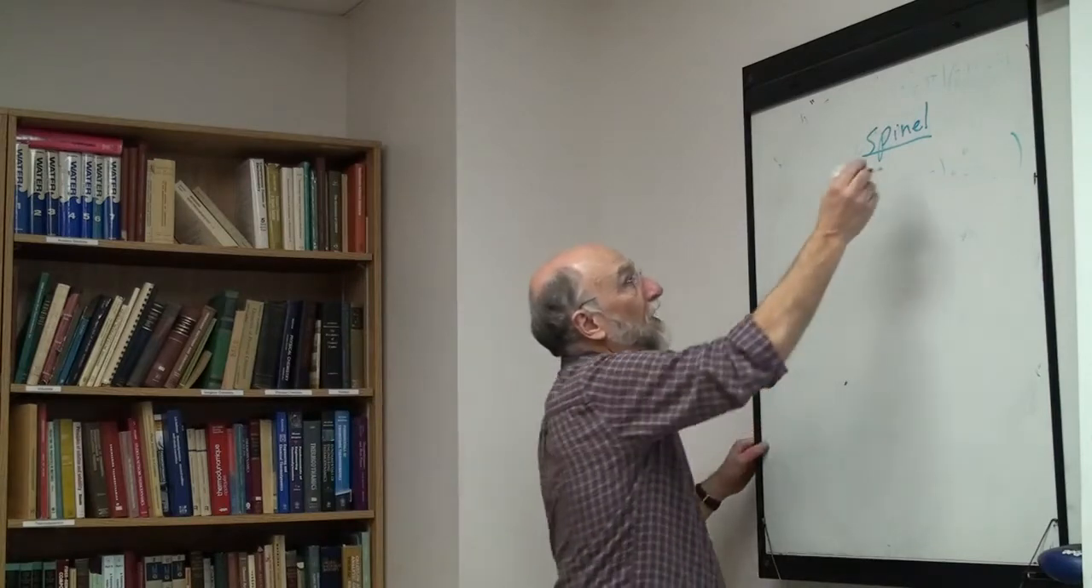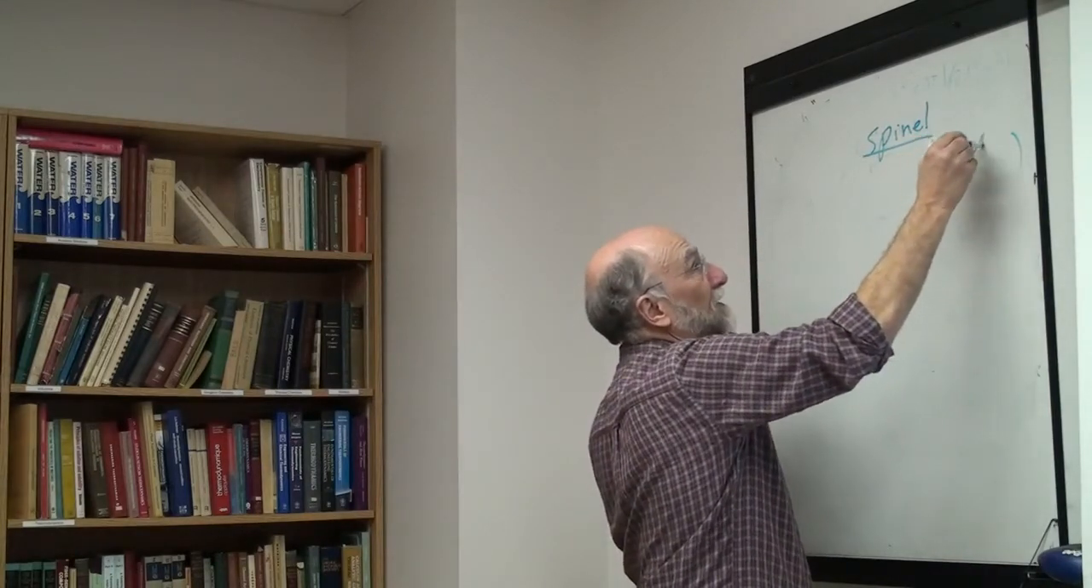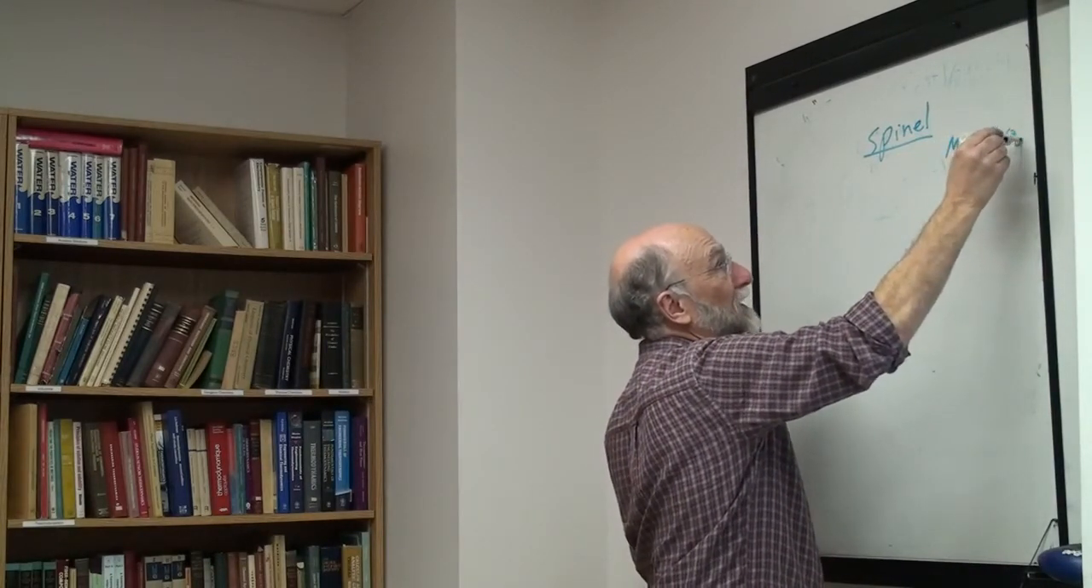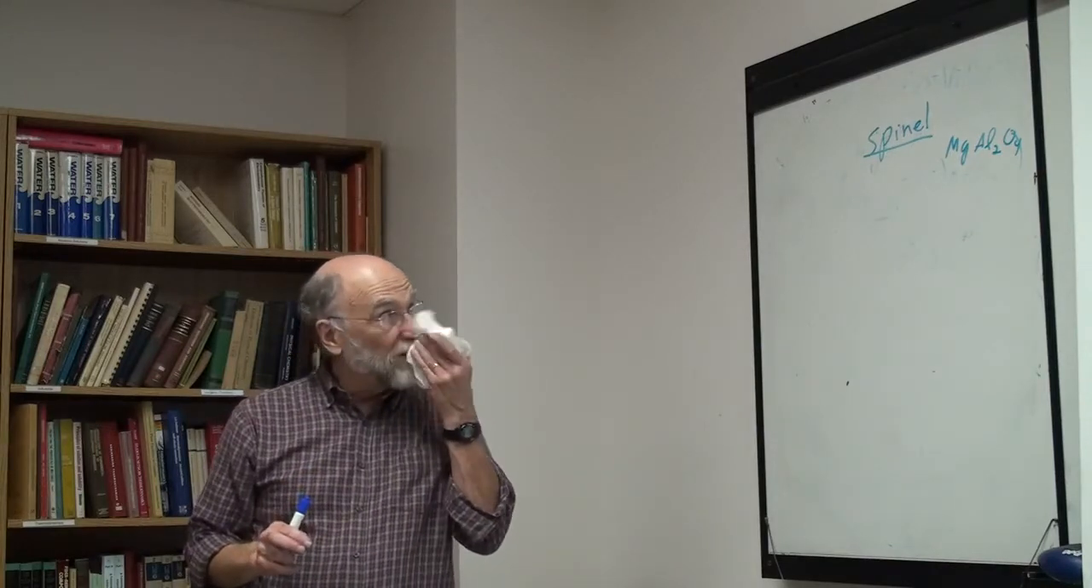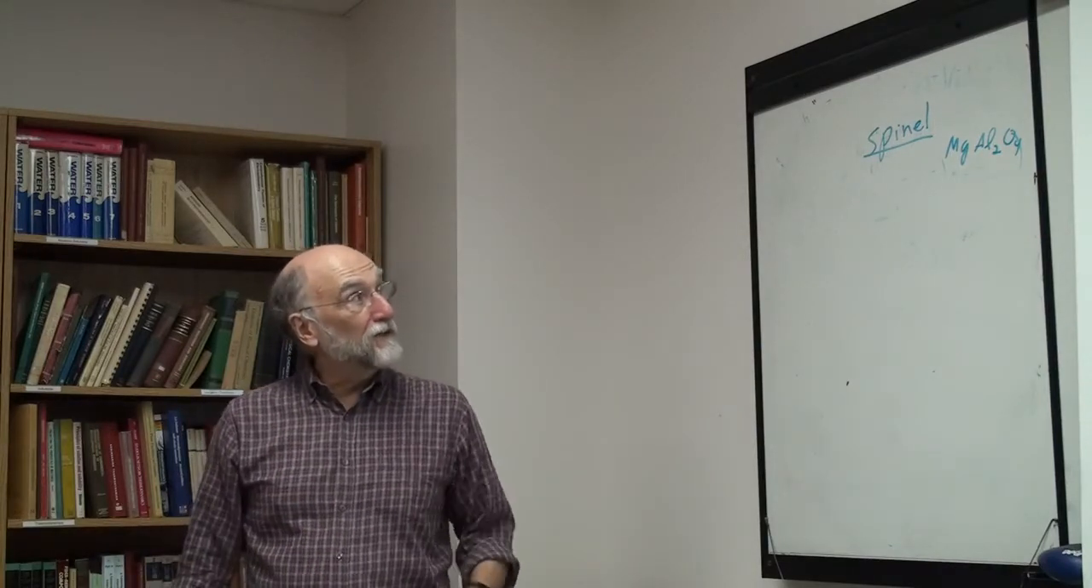You know what a spinel is? Spinel is actually MgAl2O4, a mineral called spinel. It has a certain crystal structure, but spinel is also now the name of any material that has the crystal structure of spinel.